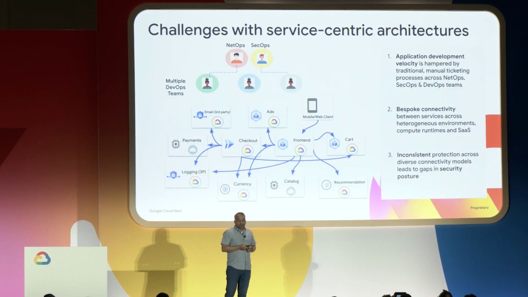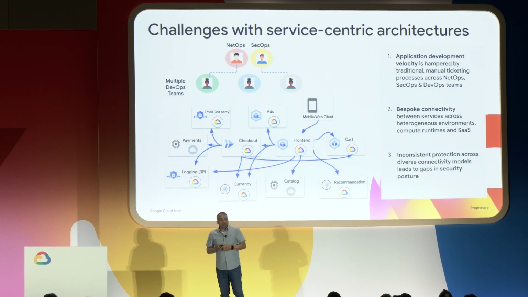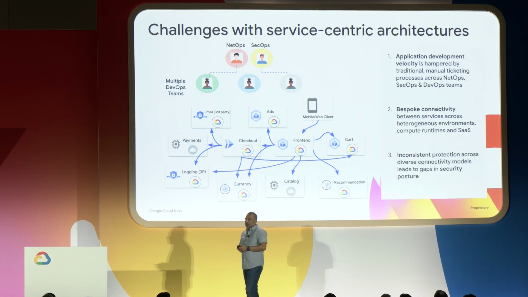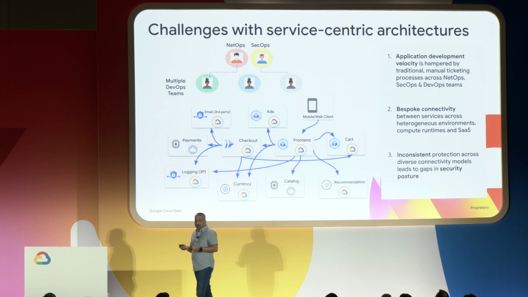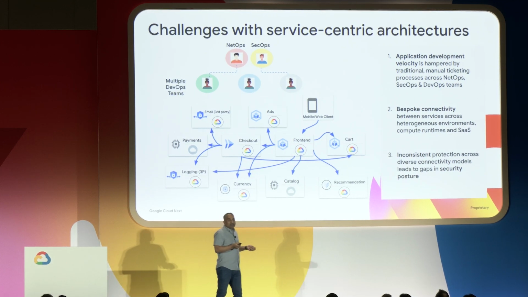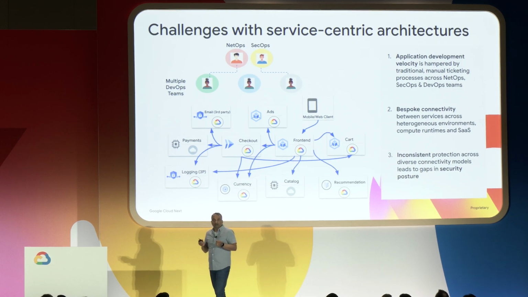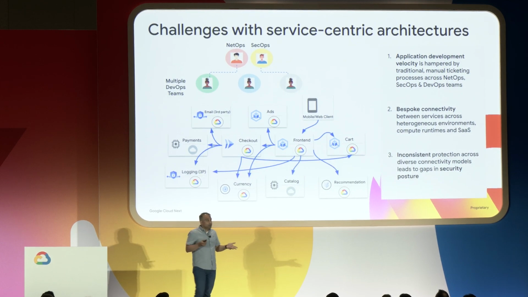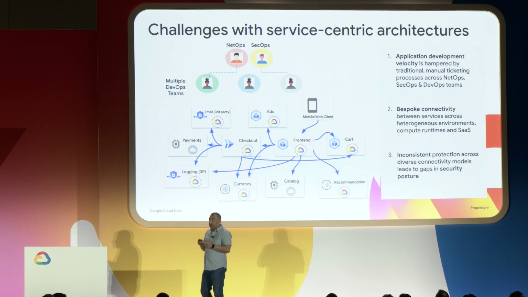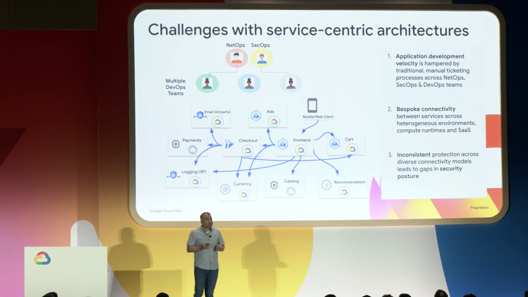Adoption of service-oriented architectures comes with its own set of challenges. As we spoke about in the previous slide, application development velocity is hampered because of the manual ticketing processes that are in place, creating bottlenecks between the different admin personas, SecOps, NetOps, and the developers themselves. Establishing bespoke connectivity models between services across a heterogeneous environment is another challenge, because not everybody has the luxury of starting with a clean slate. The heterogeneous environments could span VMs, serverless, Kubernetes, SaaS applications, and these could be spread out across your multi-cloud and on-prem environments. This has resulted in a complex networking architecture that is difficult to manage and scale.